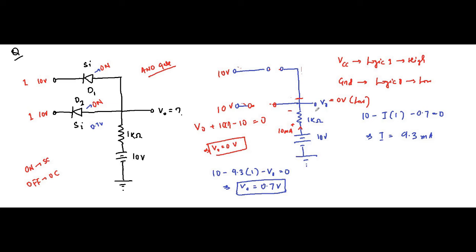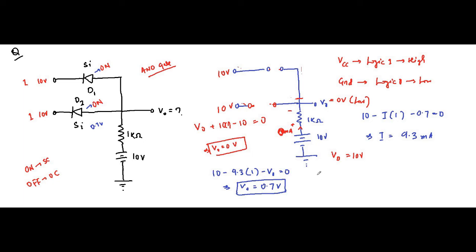Now in this case, no current, 0 milliampere, flows through this 1 kilo ohm resistor, because there is no connection between this 10 volt and ground. There is no such connection, no current flows through this 1 kilo ohm resistor. So here V0 is simply equal to 10 volt.